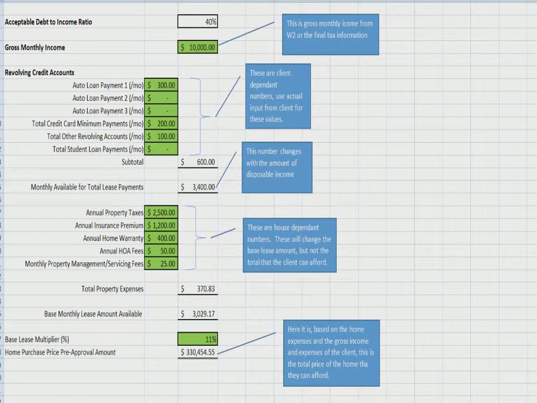Wanted to, at John's request, send you this little instructional video on how to set up this pre-qualifying spreadsheet, if you will. It has two parts. The first part is going to have to do with the client himself and his income sources, and then we'll move on to the property.